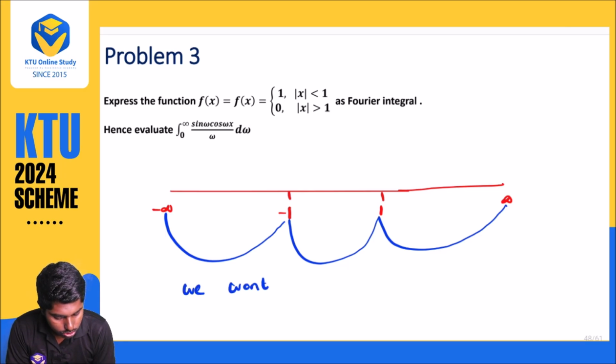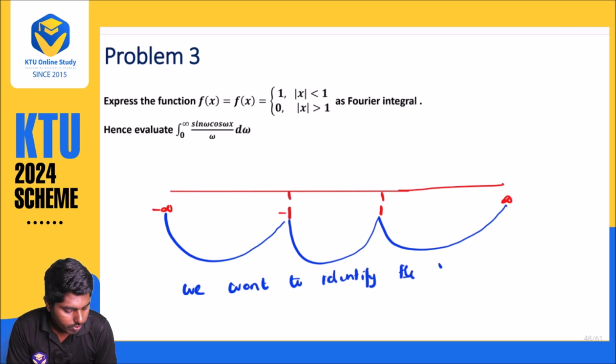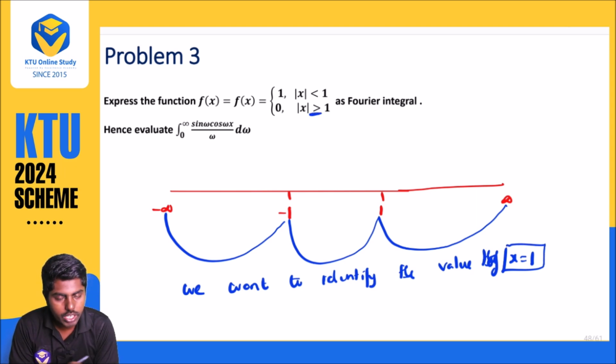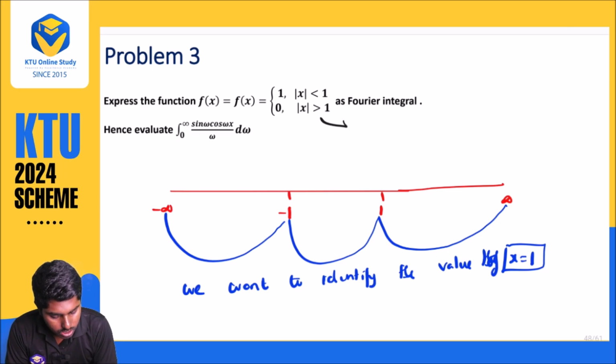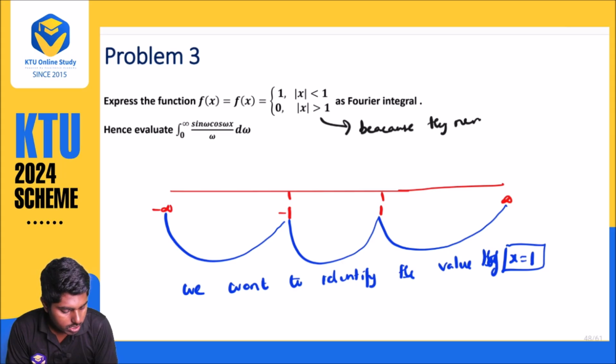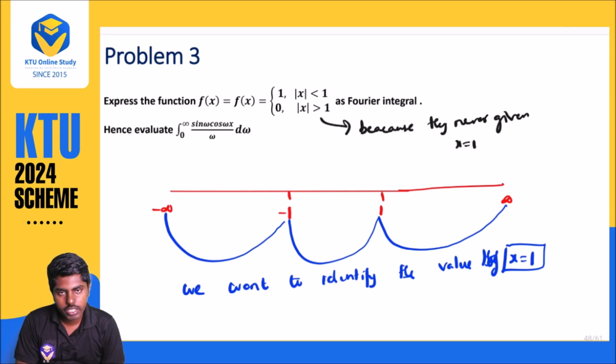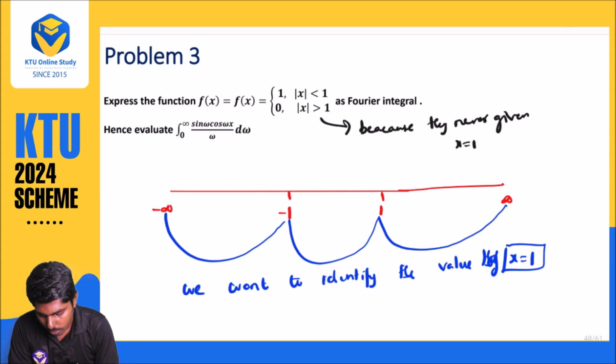We want to identify the value at x is equal to 1, because they have never given the equal to symbol, which means they have excluded 1. So we want to identify that excluded point. Since they never gave x is equal to 1, that is called the point of discontinuity.